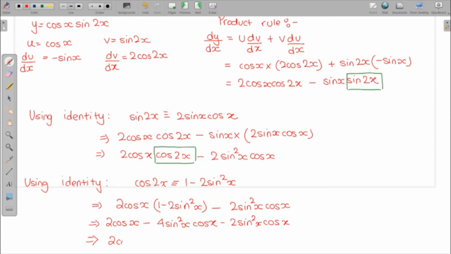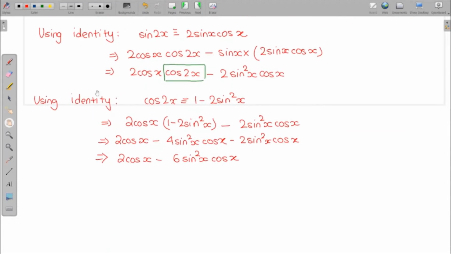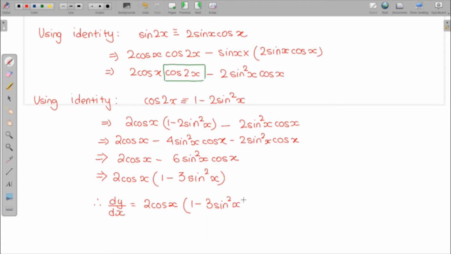So equal to 2 cos x minus 6 sine square x cos x. So from here we can take 2 cos x common. So step number next, so this will be 2 cos x bracket 1 minus 3 sine square x. Okay, so this is the expression for the first derivative that we got. So therefore dy by dx will be 2 cos x bracket 1 minus 3 sine square x.